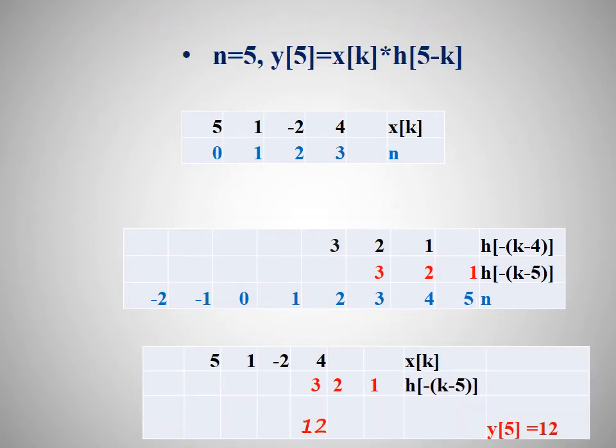Next, let us go on to our next discussion, which is going to be for n is equal to 5. When n is going to be equal to 5, we have the expression as y of 5 is going to be equal to x of k into h of 5 minus k. The three steps we need to recall is represent x of k, represent h of 5 minus k, multiply them, see if there is an addition required, add them and give the result. So representing x of k is as usual 5, 1, minus 2 and 4 at 0, 1, 2 and 3.